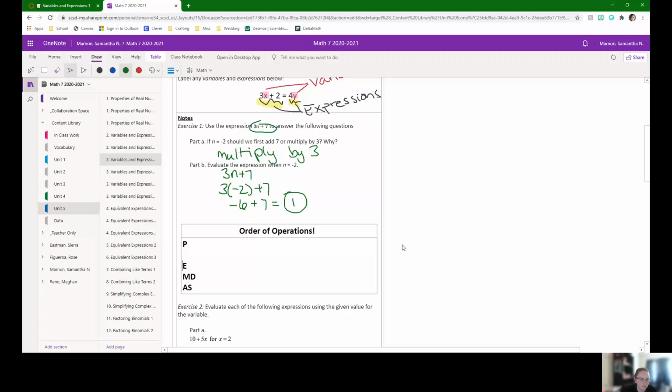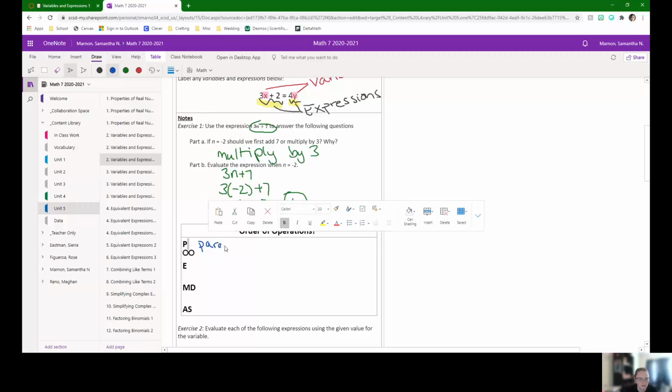Now let's quickly review what the order of operations are. So we have PEMDAS. I know some people say PEMDAS differently. Miss Marnon, when she went to school, said PEMDAS, so that's what I say in class. The P stands for parentheses, but it could be any kind of grouping symbol. Sometimes you can have the curvy parentheses, or sometimes you have brackets. E is exponents.